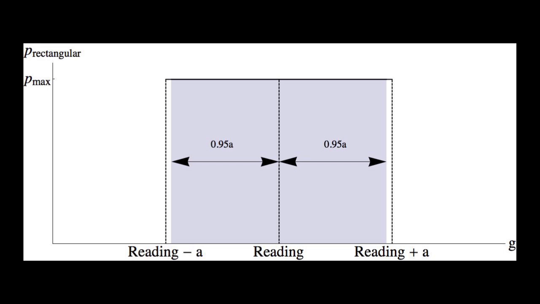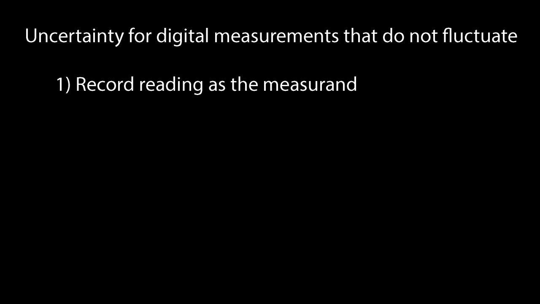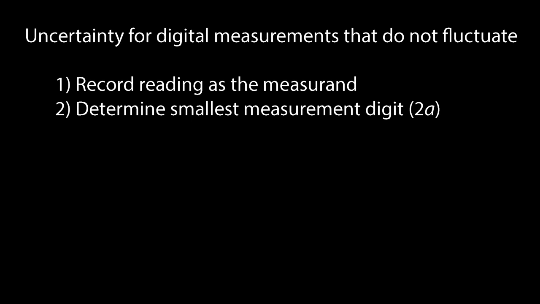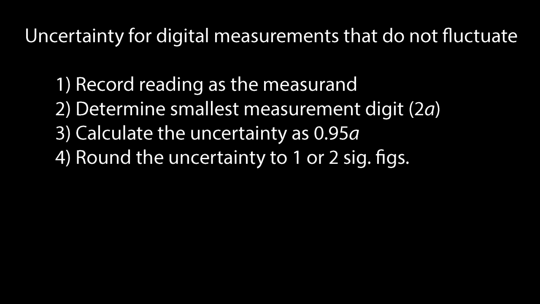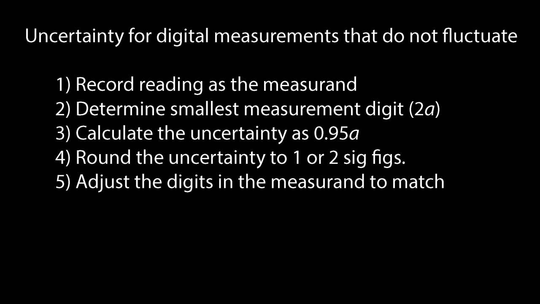The general procedure for finding the uncertainty for a digital measurement that does not fluctuate is to: 1. Find the initial estimate for the measurand from the digital reading. 2. Determine the smallest measurement digit of the instrument. 3. The uncertainty is then 0.95 times half of the smallest measurement digit. 4. Round the uncertainty to 1 or 2 significant figures. And 5. Adjust the digits in the measurand to match the uncertainty.